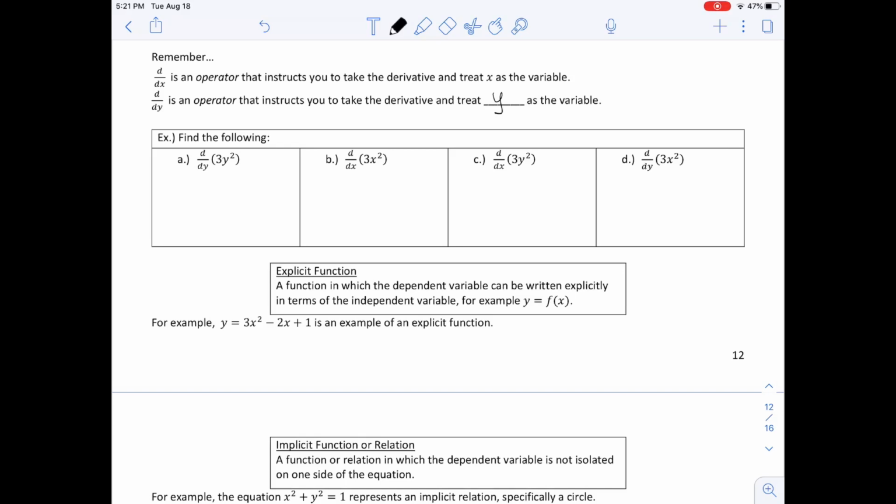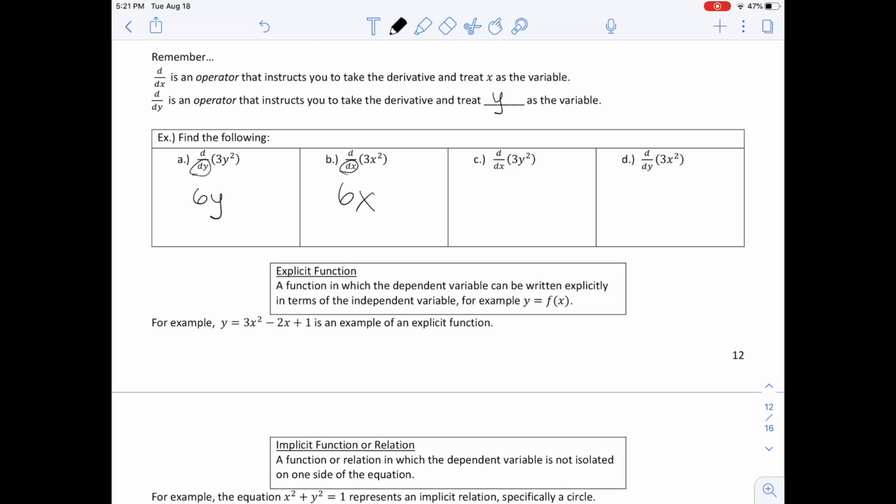The first example says find the following. Taking the derivative of 3y squared with respect to y is nothing new. This is exactly what we've done before. You would end up with 6y. Likewise, b says to take the derivative of 3x squared, this time with respect to x. Well, that's my variable. Just like before, it was a y and I was taking it with respect to y. This time my variable is an x and I'm taking my derivative with respect to x, and so it's just going to be 6x. Those are nothing new. That's exactly what we've been dealing with so far this chapter.